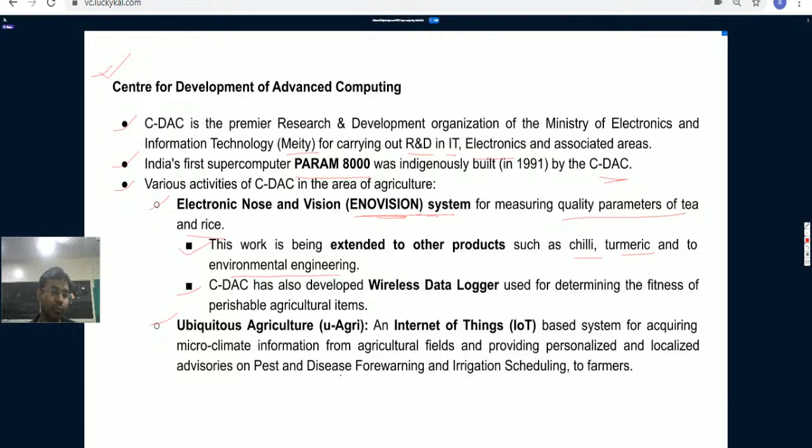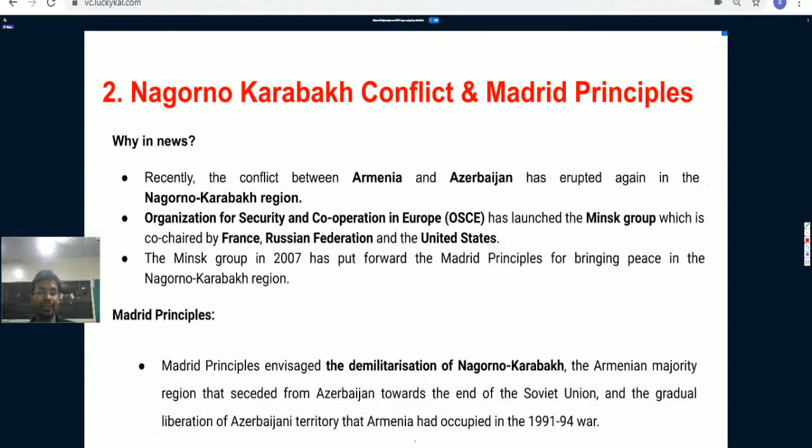So from here, what are the takeaways for us? CDAC is a premier research and development organization under the Ministry of Electronics and Information Technology. It has indigenously built India's first supercomputer, Param 8000, and CDAC has undertaken various activities in the agricultural field also. One of the activities is electronic nose and vision, in short the ENOVision system, and then ubiquitous agriculture, in short UAgri. These are the initiatives of CDAC. Now let us move to the next topic. We will understand the next topic.